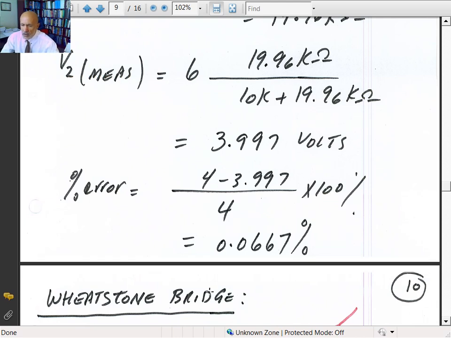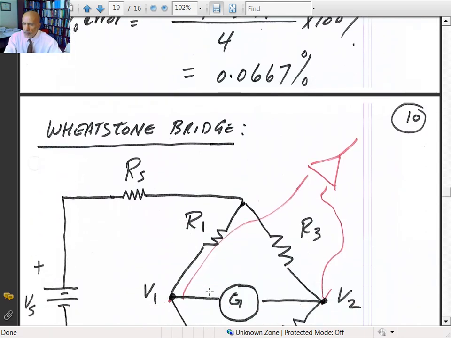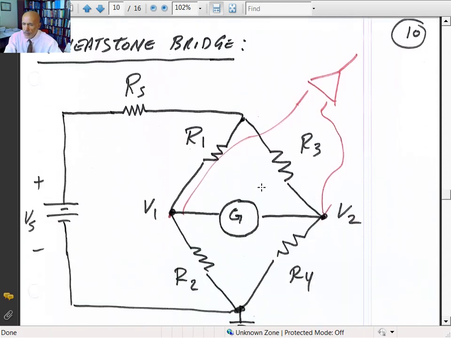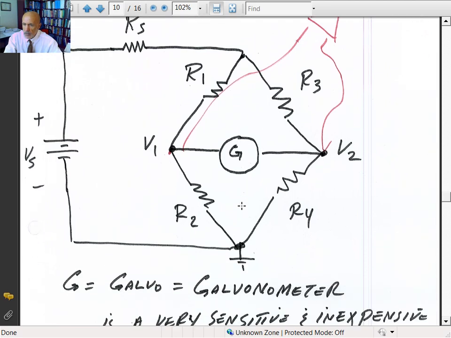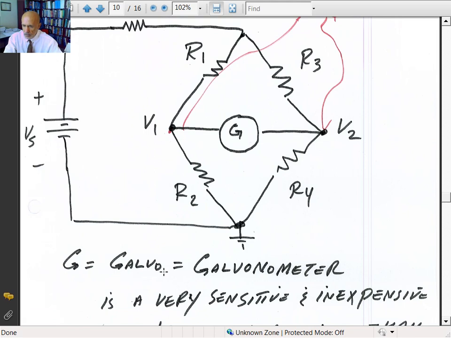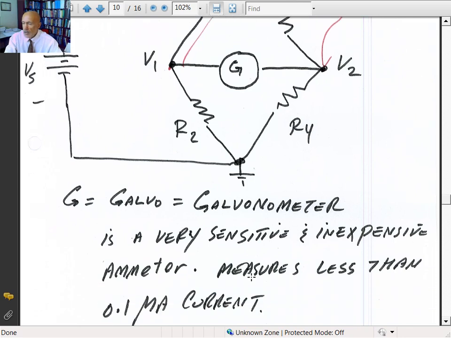One of the applications of series parallel circuits is the Wheatstone bridge. The Wheatstone bridge has 4 resistors, R1, R2, R3, and R4, connected in that configuration. And you have a very sensitive ammeter called a Galvo. The G is the abbreviation for galvanometer. It's a very sensitive and inexpensive ammeter. It measures currents of even less than 0.1 micro amp, so it's extremely sensitive.